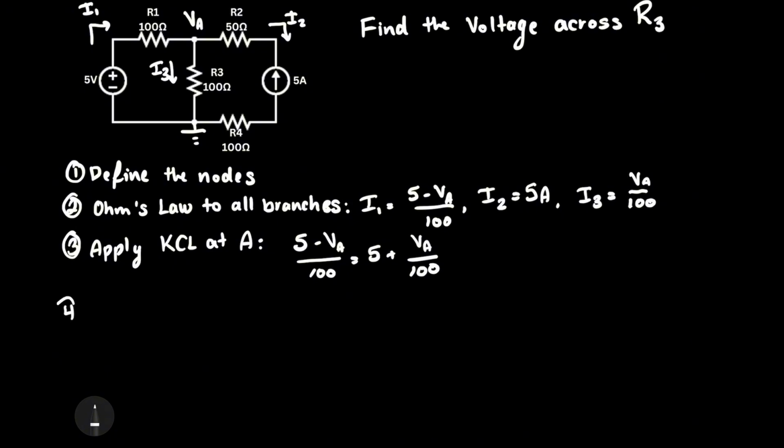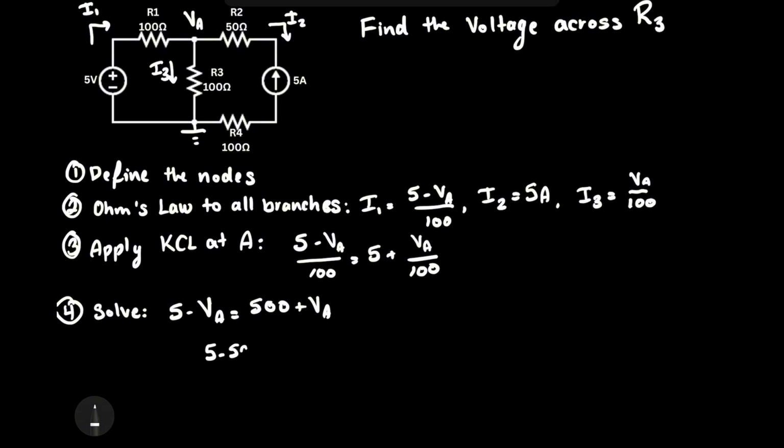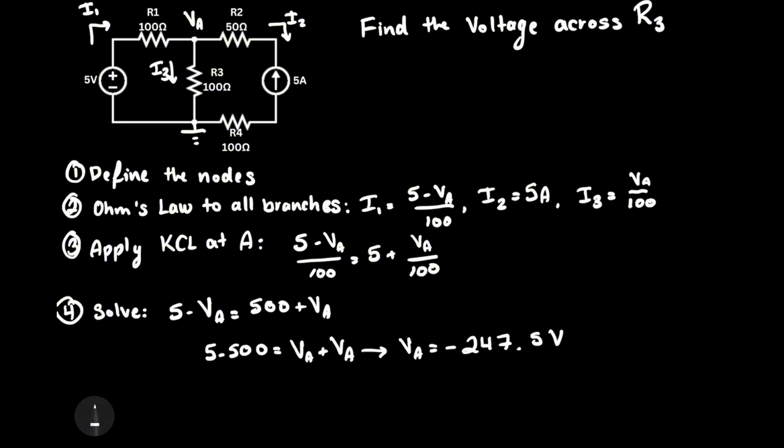Finally, in step 4, all we have to do is simplify and solve using our calculator. We multiply both sides by 100, meaning 5 minus VA equals 500 plus VA. Therefore, 5 minus 500 equals VA plus VA. And this simplifies to VA equals minus 247.5 volts across R3. And that's pretty much it.